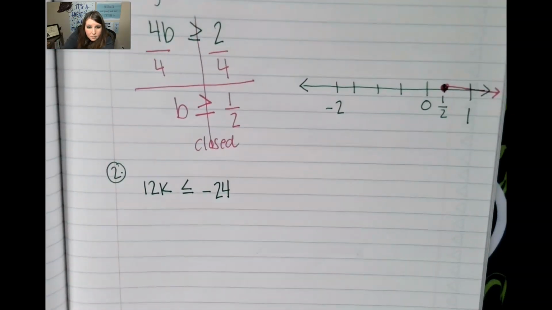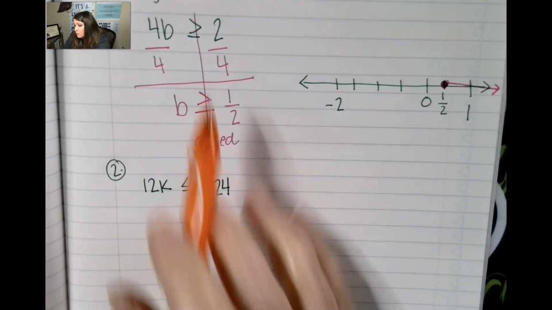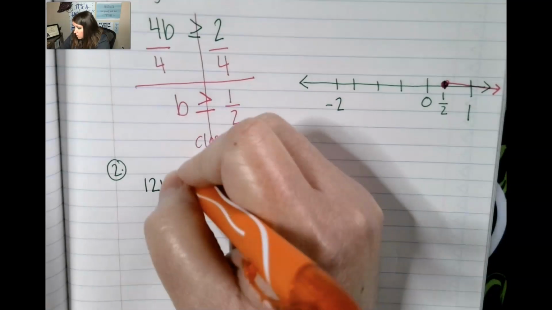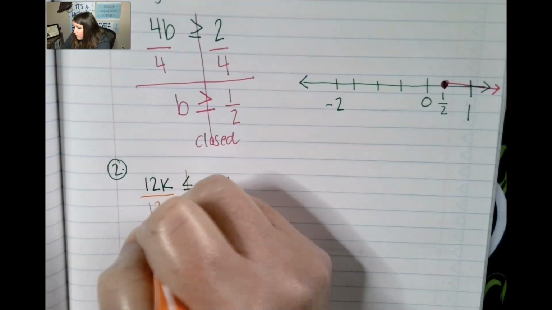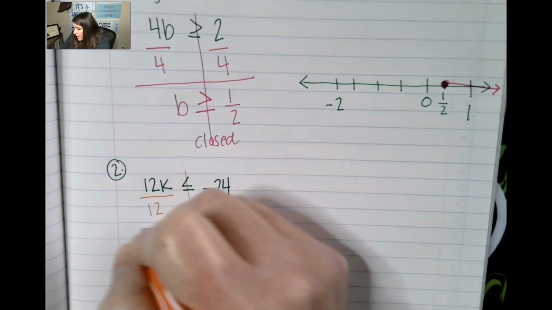All right, number 2. How'd you do on number 1? At 1/2. If you didn't reduce this fraction, that's okay. You could have still graphed it as 2/4. It means the same thing. All right, so let's go ahead and draw our balance line. We're going to divide by 12. Divide by 12. So we get k.